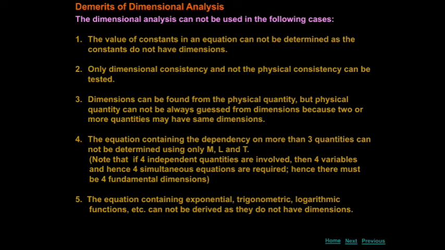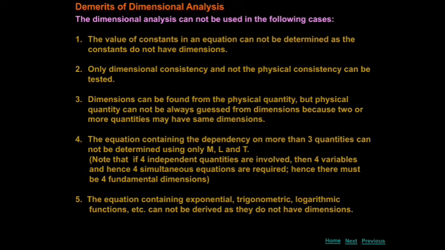So what is the first one? The value of constants in an equation cannot be determined in dimensional analysis. What is the second one? Only the correctness of the given equation is measured, not the physical relation of the equation. Physical consistency is not measured.